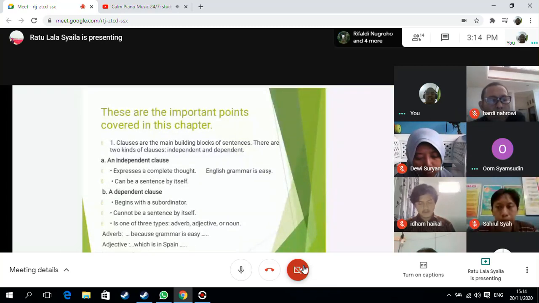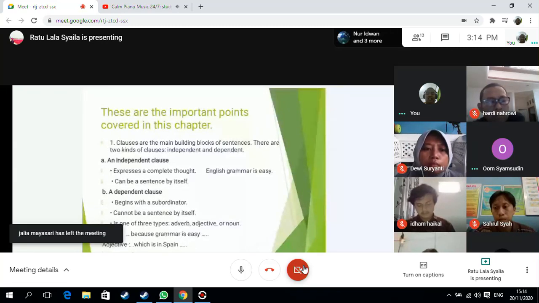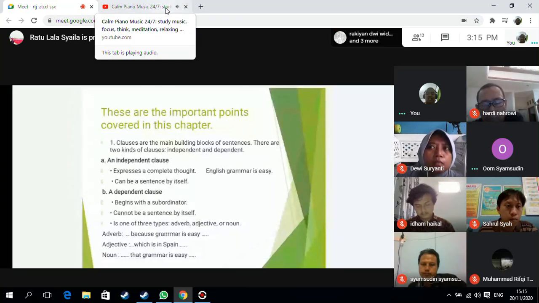Adverbial, because grammar is easy. Sometimes there is a because. So adjective clause, for example, which is in Spain. Because that grammar is easy. So we cannot call this example a sentence because this is a dependent clause.